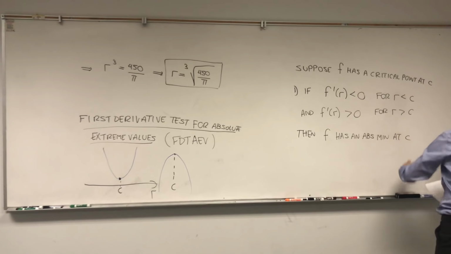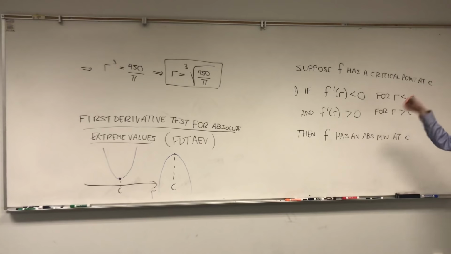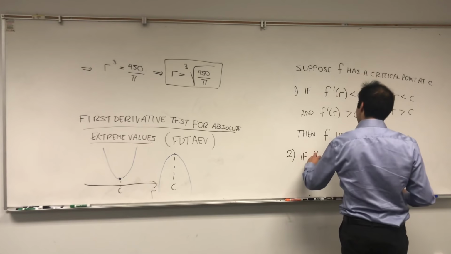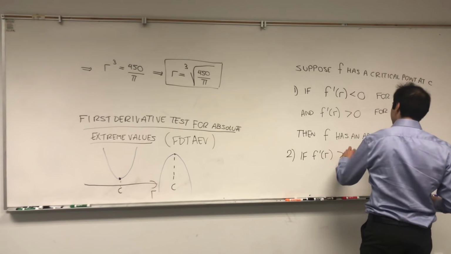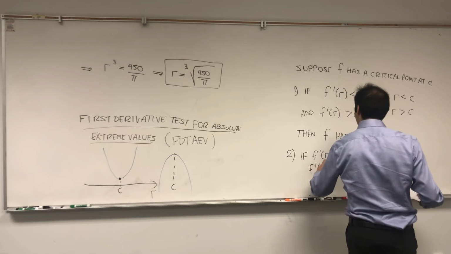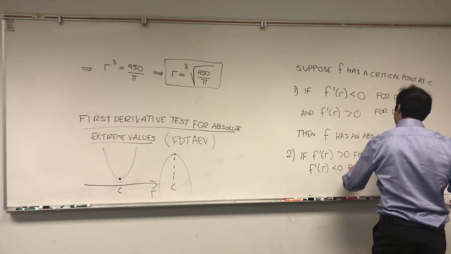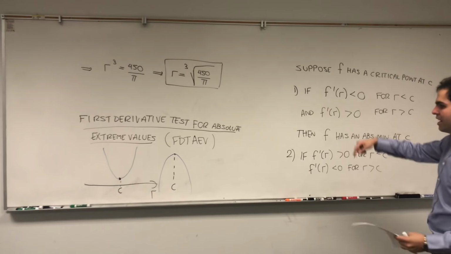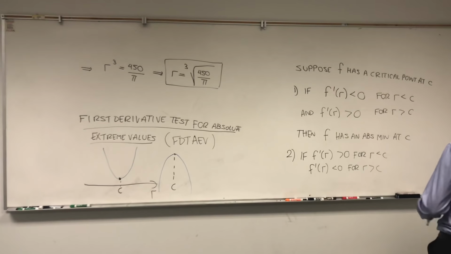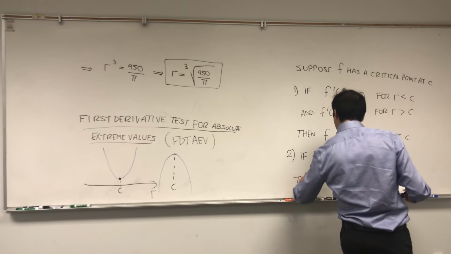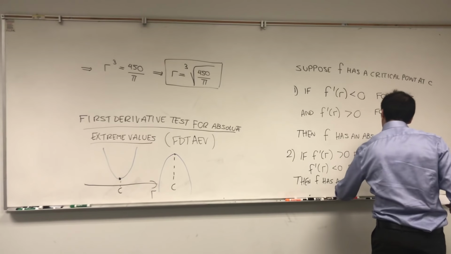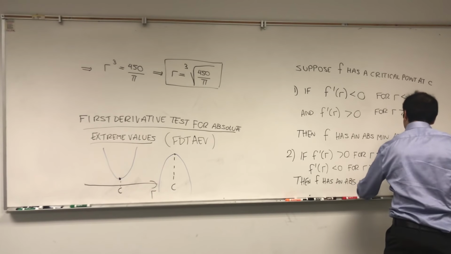at c. In other words, the lowest value ever of f is at c, and similarly, if f prime of r is positive for r less than c, and f prime of r is negative for r greater than c. So again, if f is increasing before c and then decreasing after c, then f has an absolute maximum at c.